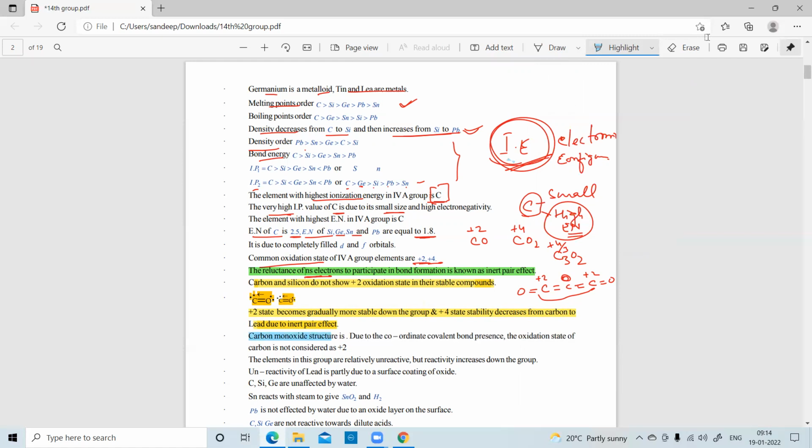In carbon monoxide, you will find that there is a coordinate covalent bond. You can take the oxidation state as +2, but since it has a special bond, that's fine.